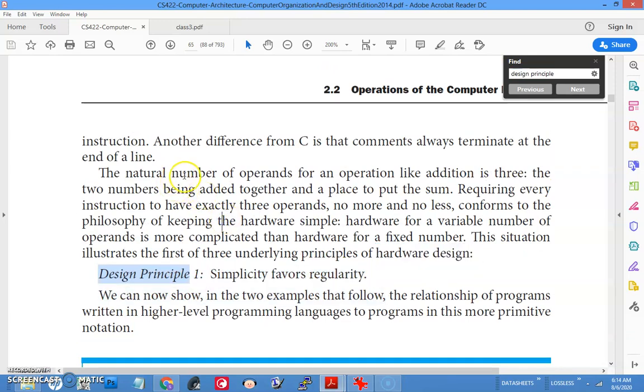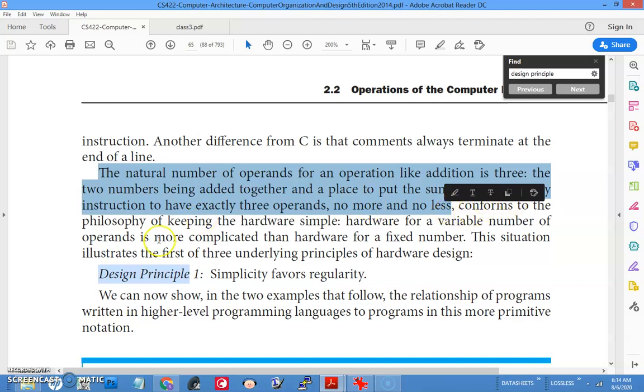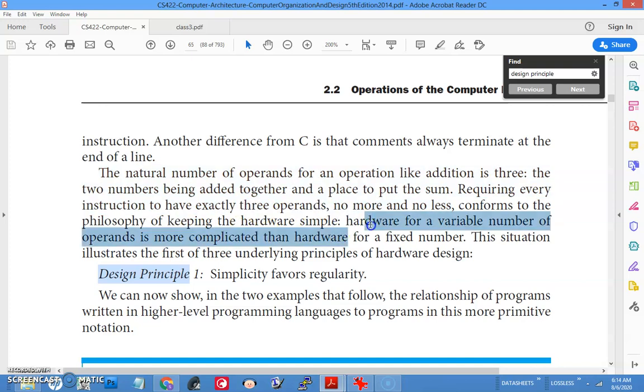So the natural number of operands for an operation like addition, subtraction, etc., is kept as regular, exactly 3, nothing more, nothing less. This conforms to the philosophy of keeping the hardware simple. The key principle here is that hardware for a variable number of operands is more complicated than hardware for a fixed number.